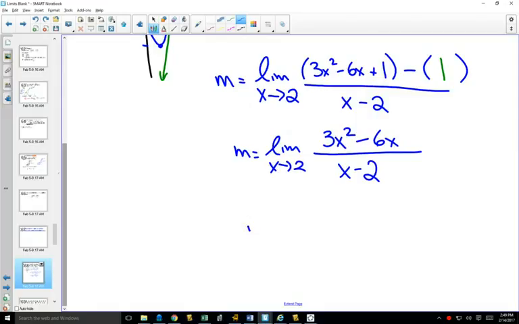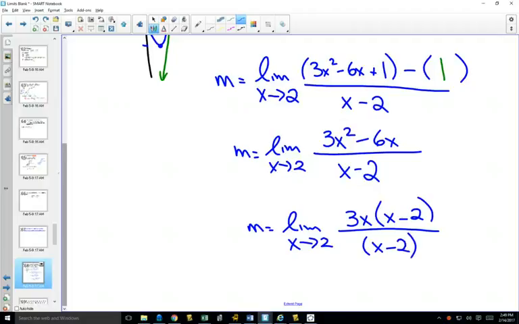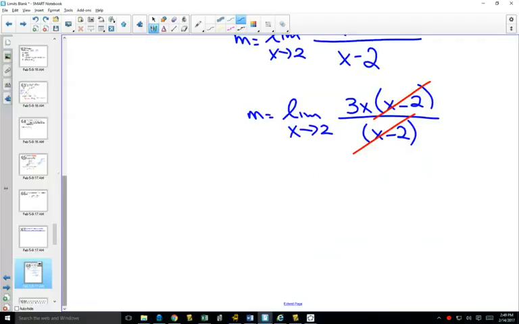We can factor the top, so our slope is going to equal the limit as x gets close to 2 of, we can take out a 3x, leaving us with x minus 2. How nice is that? And so now you can apply that. What is our slope going to be? Just going to be 3x, and if you plug in 2 at that point, when x gets close to 2, it's going to get close to 6. So we now know that the slope of that tangent line would be equal to 6.